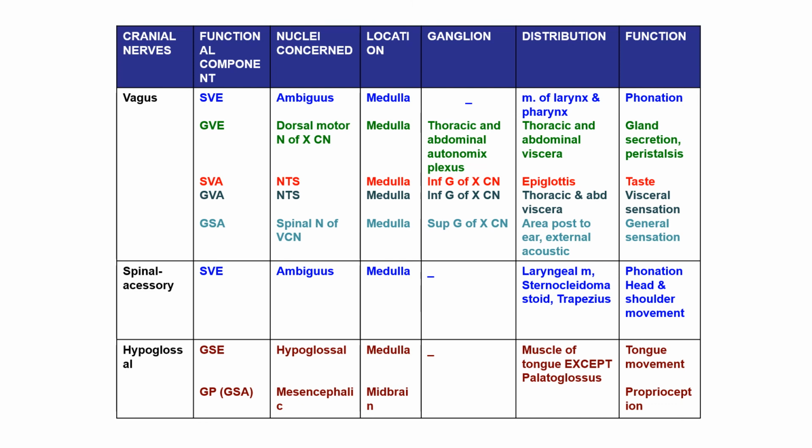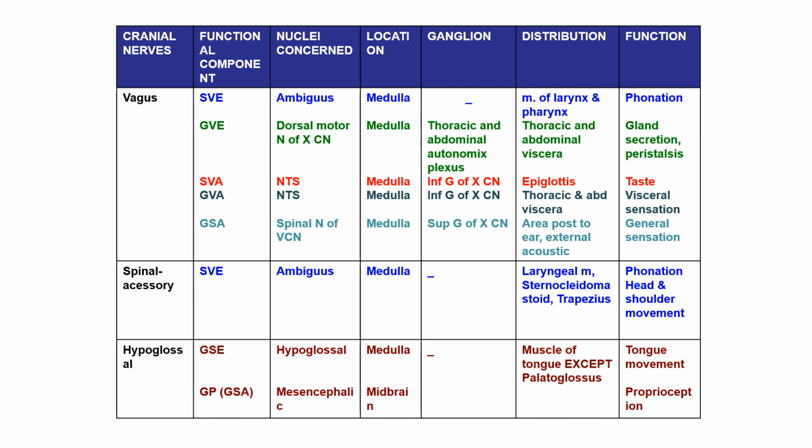The second component is the general visceral efferent component. The nucleus concerned with this is the dorsal motor nucleus of the 10th cranial nerve, which is located in the medulla. The ganglia concerned are present in the thoracic and the abdominal autonomic plexuses. The fibers are distributed to the thoracic and the abdominal viscera and help in gland secretion and peristalsis.